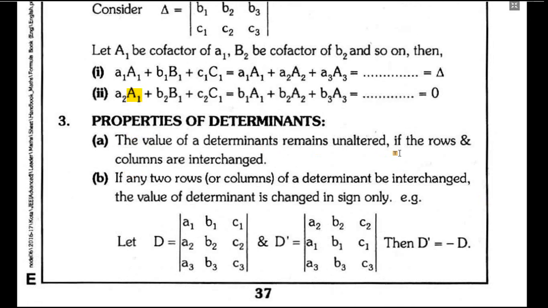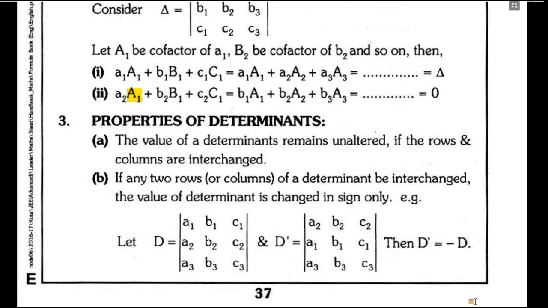Now some of the properties of determinants. The value of a determinant remains unaltered if the rows and columns are interchanged. If any two rows or columns of a determinant are interchanged, the value of the determinant is changed in sign only. So this is an important property: the value of a determinant remains unaltered if the rows and columns are interchanged. If you change rows and columns, the value is not going to change. It means that you take the transpose of the matrix, meaning determinant A is equal to the determinant of the transpose of A.